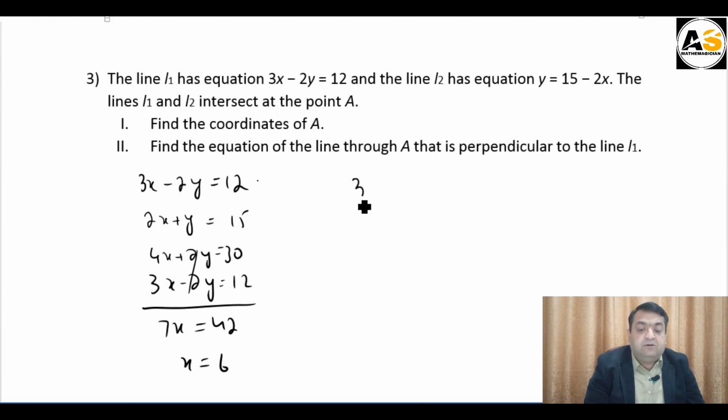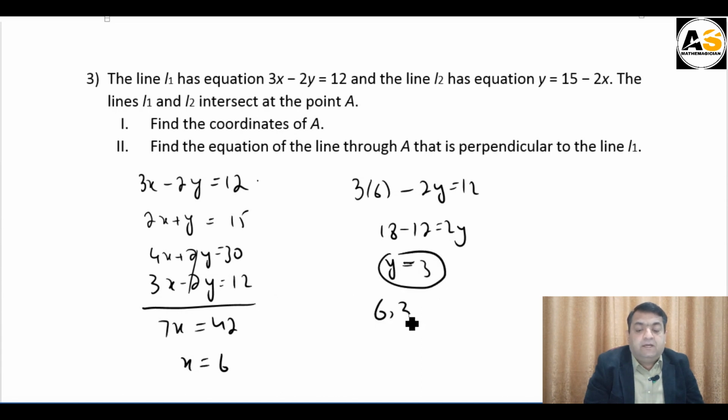By putting x is equal to 6 in the first equation, 3x minus 2y is equal to 12, 18 minus 12 is equal to 2y, y is equal to 3. So I got x is equal to 6, y is equal to 3. These are the coordinates of point A. Find the equation of the line through A and perpendicular to line L1.